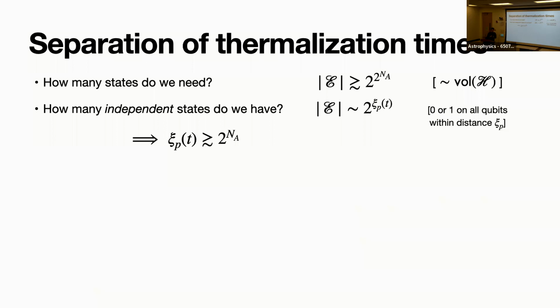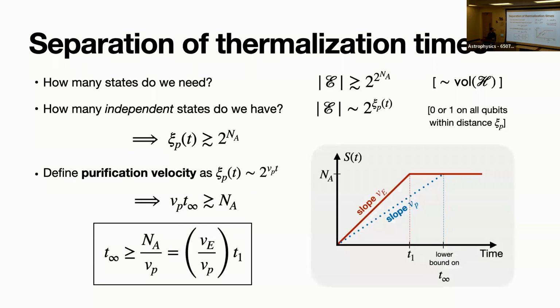Okay. So now by comparing these two quantities, number of states I need versus number of states I have, I can find a bound on the time it takes in dynamics to meet this condition. And proceeding from here, we find that by invoking this exponential scaling for the memory length, and defining this scale as a purification velocity, we get this bound here, where I'm calling this quantity a velocity simply because it appears in this dimensional form as something that multiplies a time and gives you a length. So that's why velocity, but it's simply a scale that emerges from this exponential scaling of the length.